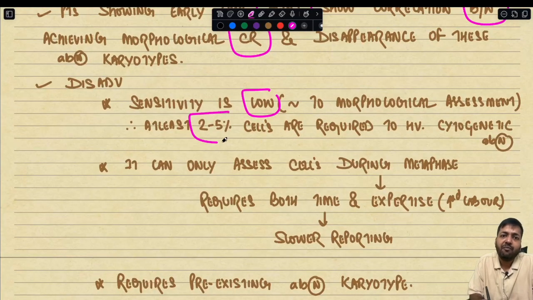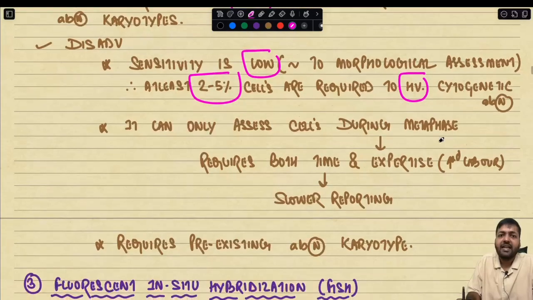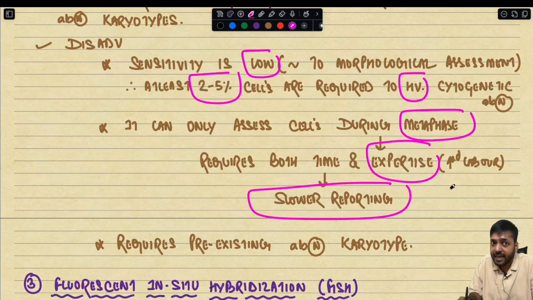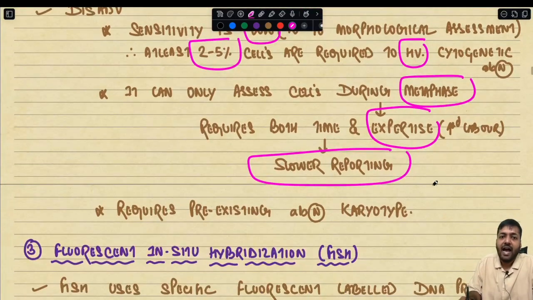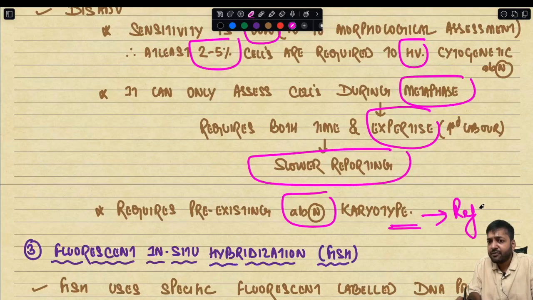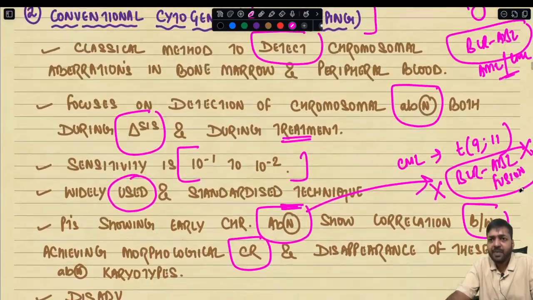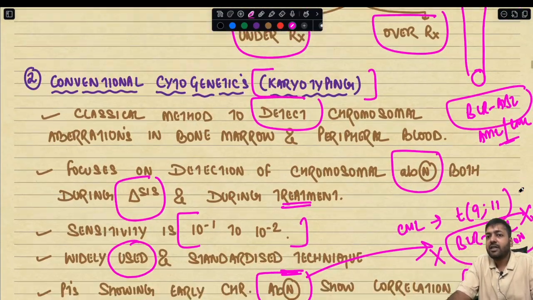Therefore, at least 2 to 5% cells are required to have cytogenetic abnormality, to detect the cytogenetic abnormality. It can only assess the cells during the metaphase period or during the dividing period, thus making the process very time consuming and labor consuming, and it requires expertise as well. So there is a slower reporting time with conventional cytogenetics, and it also requires a pre-existing abnormal karyotype to be used as a reference for detecting the abnormal chromosomal anomaly. Okay, so this is about the conventional cytogenetics or the karyotyping.